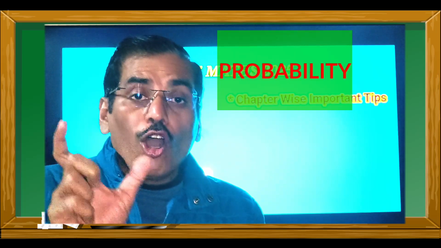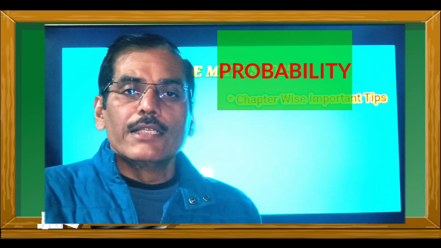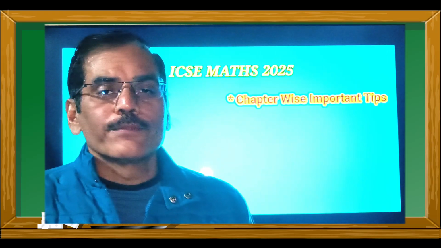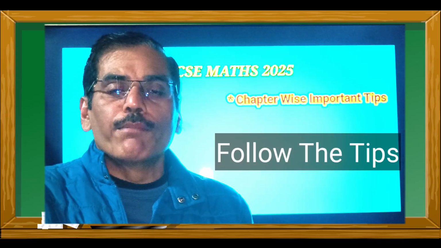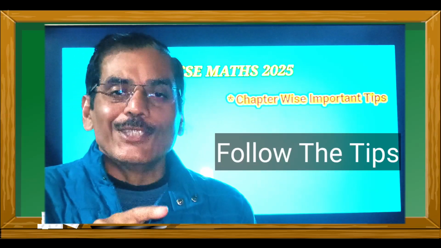2 important things which can be asked as MCQ: the probability of all the items present in the sample, if you add them, the answer is always 1. If probability is asked for an item which is not there in the sample, the probability will be 0.